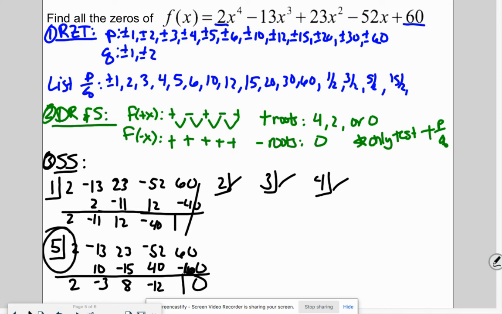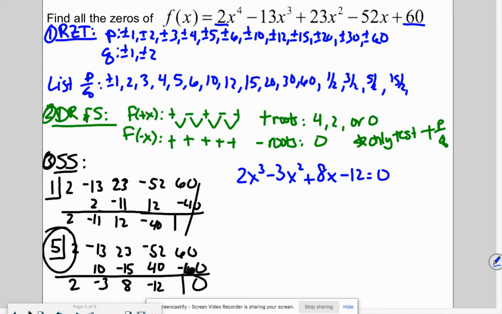So now, here's the deal. I have that depressed polynomial. So the depressed polynomial is, I'm going to erase these just for some space. You have more space on your paper, I'm sure. So now I have 2x cubed, because it depresses by a factor of x to the first, minus 3x squared plus 8x minus 12.